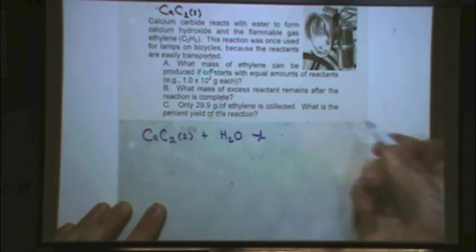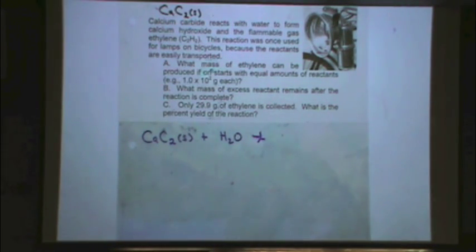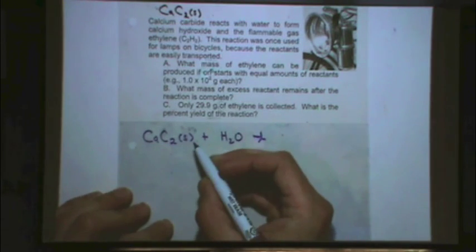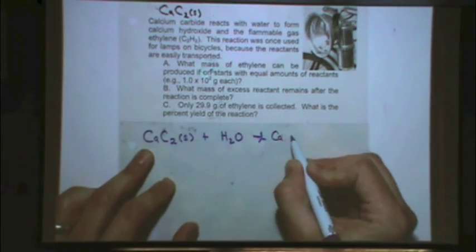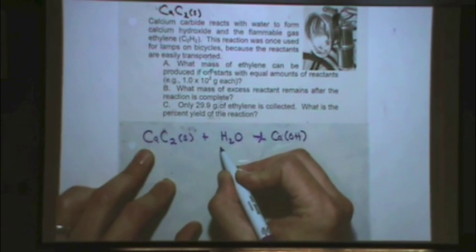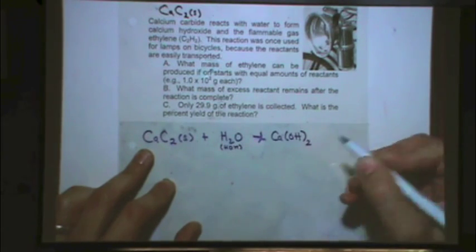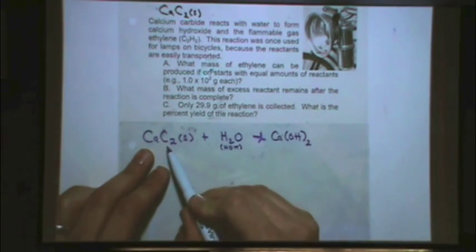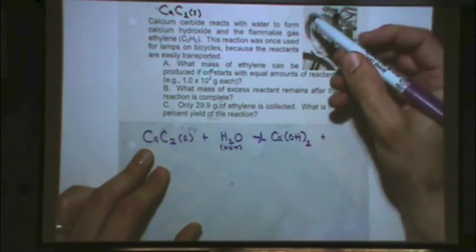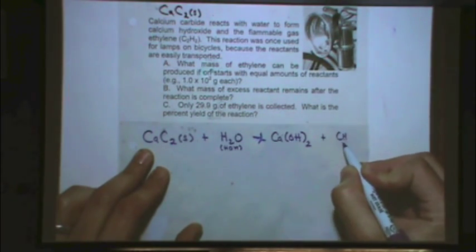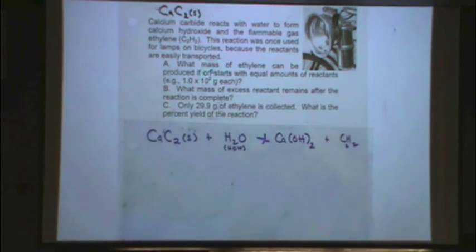Before I write the products, anybody know what kind of reaction this would be? It's a little tricky. It's going to end up being almost a double replacement, in the sense that the calcium is going to go with the hydroxide of water. Remember, water is HOH. So the calcium will go with the hydroxide, and the hydrogen will go with the carbon. And it gives you the product C2H2. Okay? That's kind of like a double replacement.